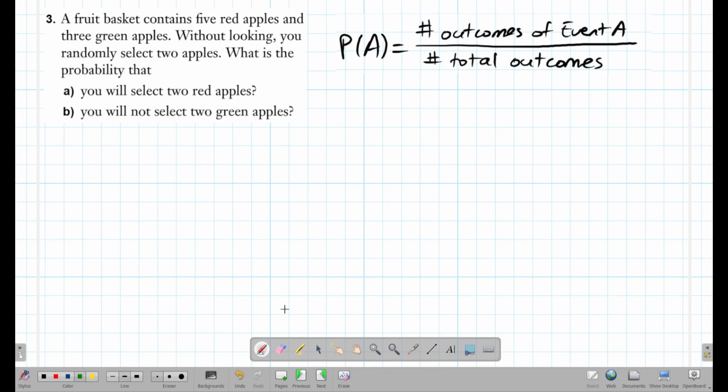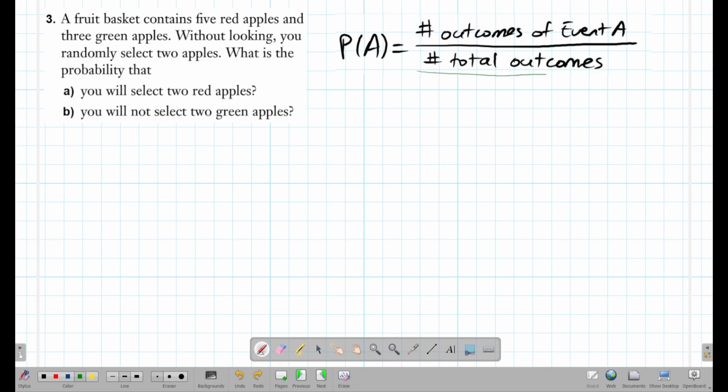This question just says, a fruit basket contains 5 red apples and 3 green apples. Without looking, you randomly select 2 apples. What is the probability that you will select 2 red apples and you will not select 2 green apples? So really, for questions in this section, you're going to be looking for 2 numbers. First, the total number of outcomes, and then the number of outcomes where your event can occur. And in this case, our event is selecting 2 red apples.